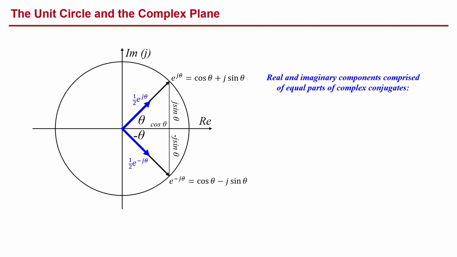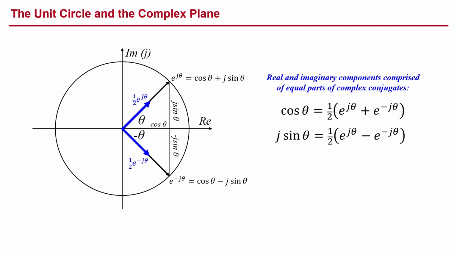Real and imaginary components of a complex number can be expressed as equal parts of a complex conjugate pair. Cosine theta equals 1/2 times e to the j theta plus e to the minus j theta, and j sine theta equals 1/2 times e to the j theta minus e to the minus j theta.